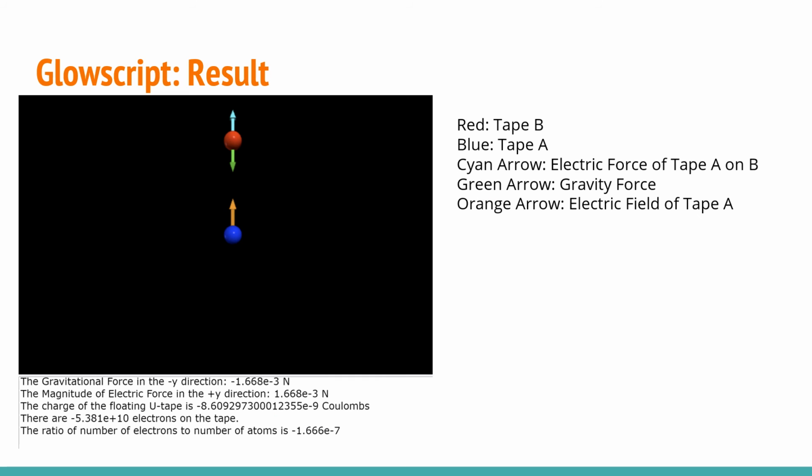This brings us to our GlowScript results, where we can see tape B represented by the red circle, tape A represented by the blue circle. The electric force of tape A on B is the cyan arrow, the force of gravity is the green arrow, and the electric field of tape A is the orange arrow. Here we can see that the forces are equal and opposite, they act in a vertical manner, which makes sense, and that there is an excess number of electrons on the tape, which correlates with what we thought in the observations, that the tape was negative.